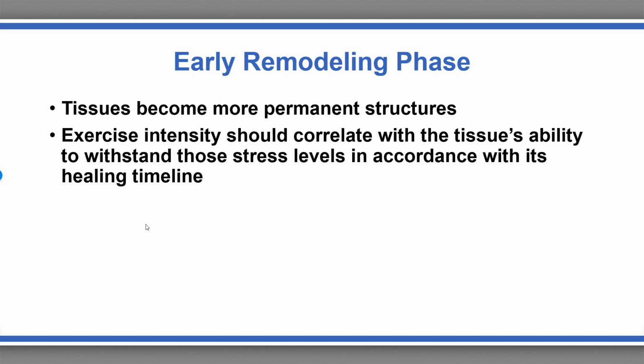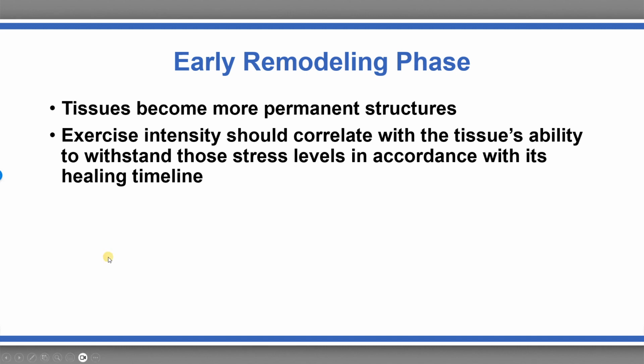Now, if we move on to early remodeling phases, obviously it is during this phase which tissues become more permanent structures. We've talked about the conversion of your collagen fibers and how they align properly to promote strength, resiliency, and healing. Exercise can be considered at this point. However, the intensity of the exercise should correlate with the tissue's ability to withstand stress levels in accordance with the healing timeline.